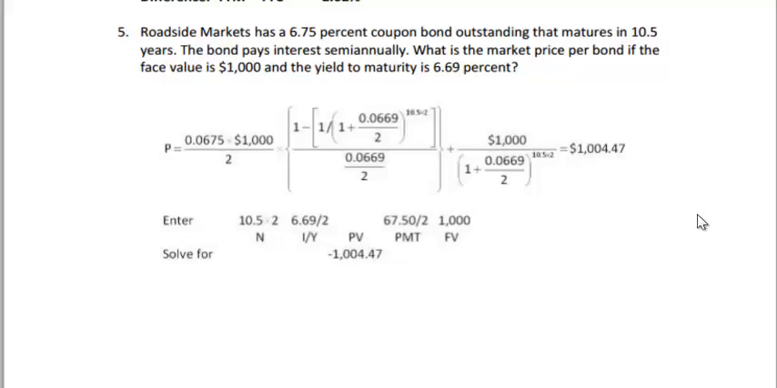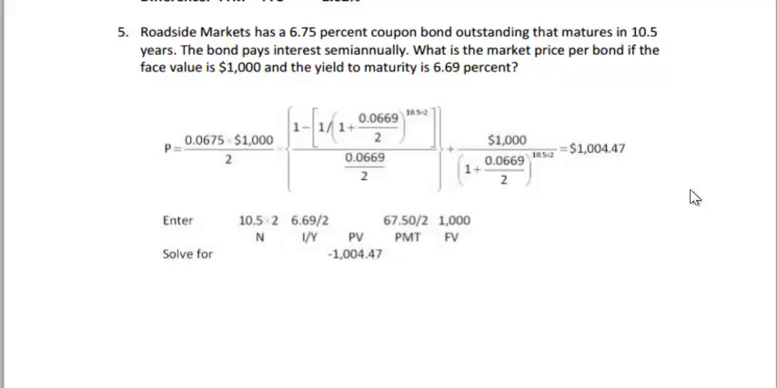The maturity is 10.5 years. That's a little bit unusual. We don't get many maturities that are in non-whole numbers. So in this case, since it's a semi-annual bond, we multiply 10.5 by 2 to give us 21 periods, and that works out fine. The 10.5 really has no bearing or complexity beyond that.